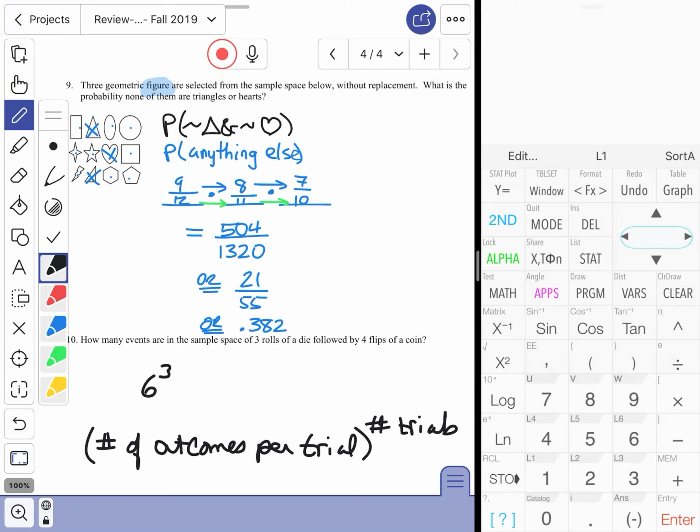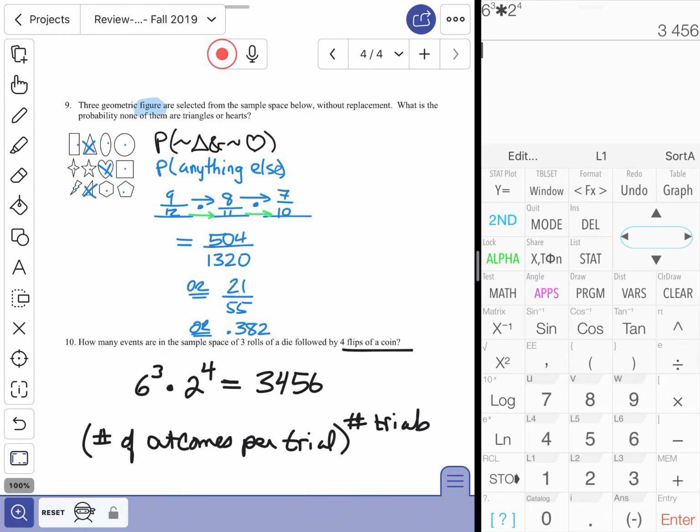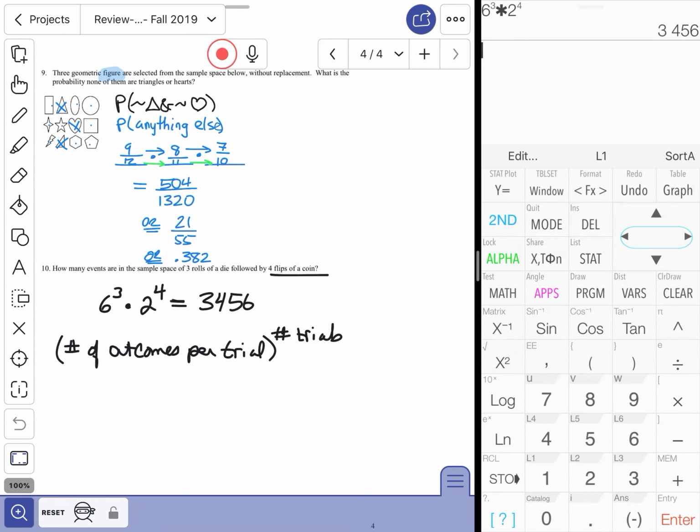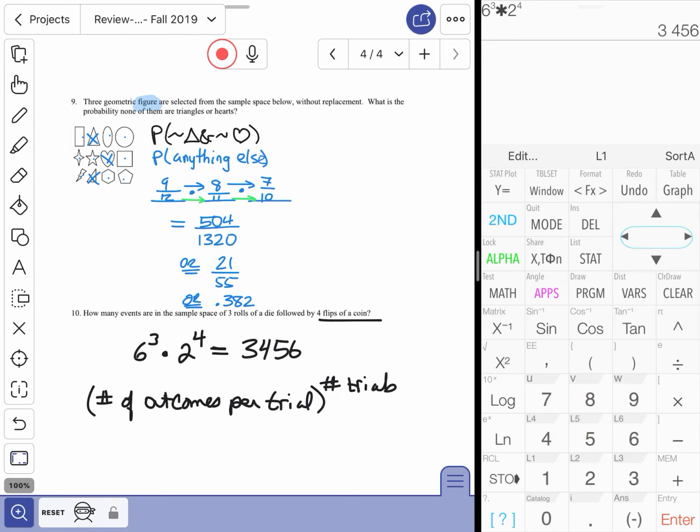But there's a second level to this. 4 followed by 4 flips of a coin. 2 outcomes for a single flip. 4 flips. I'm going to crank this out in my calculator. 6 raised to the 3rd power times 2 raised to the 4th power. So 3,456 would be the number of outcomes. And there it is.